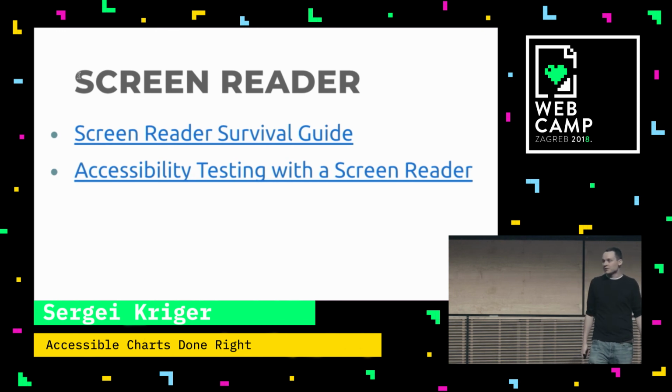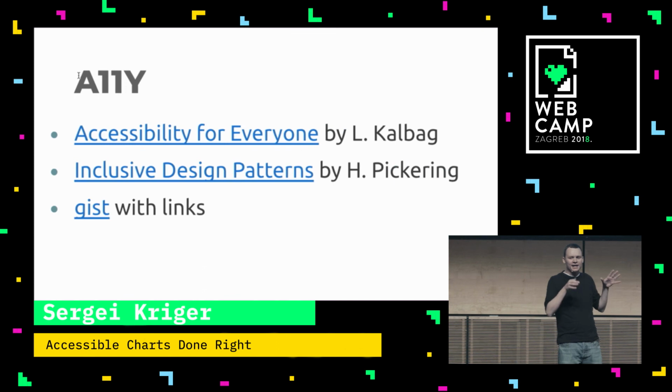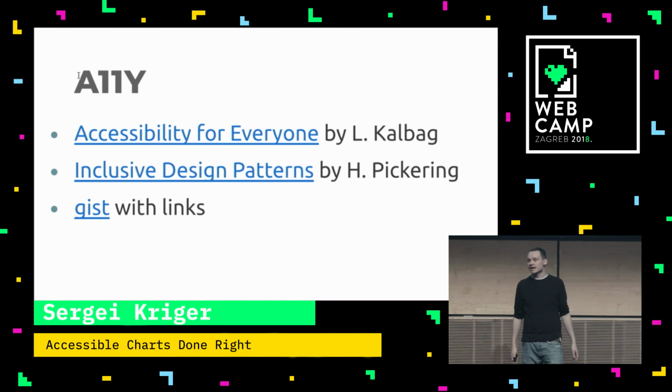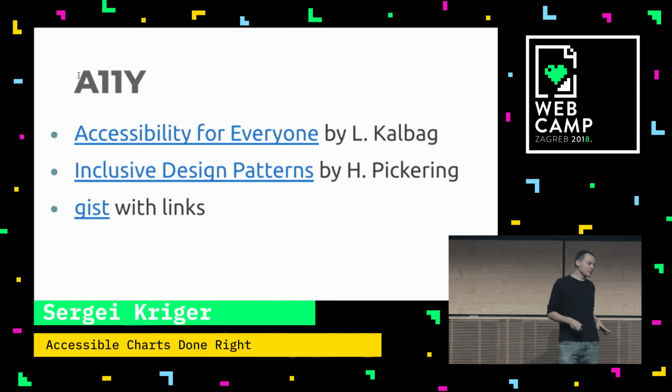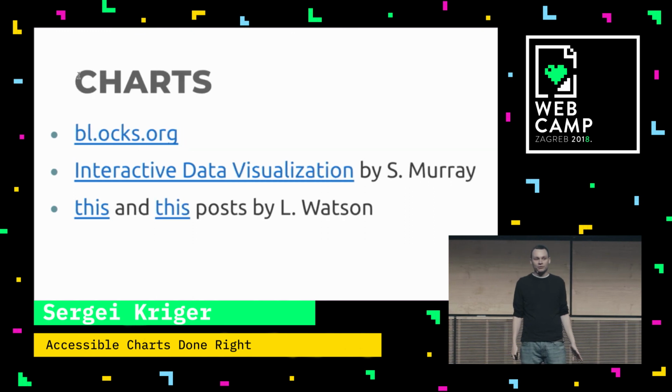And if you are interested in building charts with the D3 library, here are a couple of links for you. First of all, it's the bl.ocks.org website where you can find a lot of examples with different charts, and you can take a look at the code. And also, there's a nice book written by Scott Murray. I really recommend you read it. And also, if you're interested in how to make SVG accessible, not only charts, but any SVG, there is a series of articles written by Léonie Watson. So I really recommend you check that out.